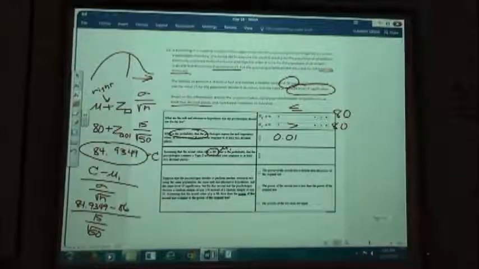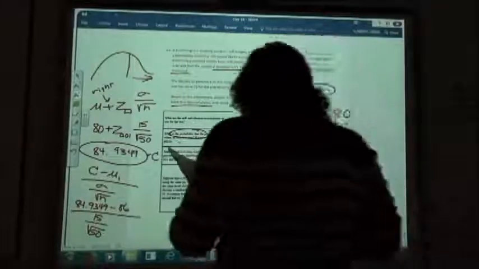Okay, 84.9349. Maybe you didn't have a point. 9349 minus 86 equals, or enter, yep. There we go. Divide that by 15 divided by the square root of 50. Equals. That looks better. So we come up with negative 0.502, right?